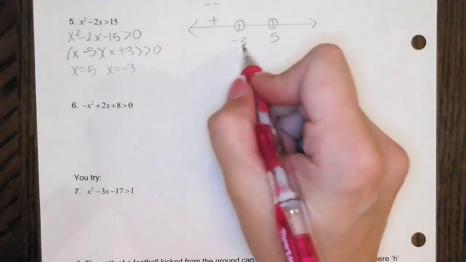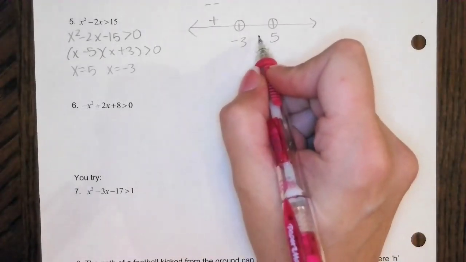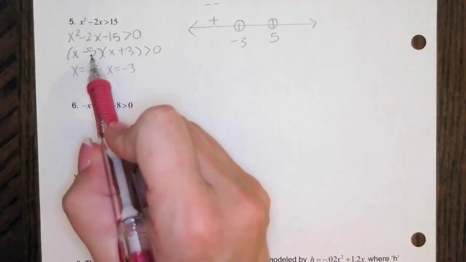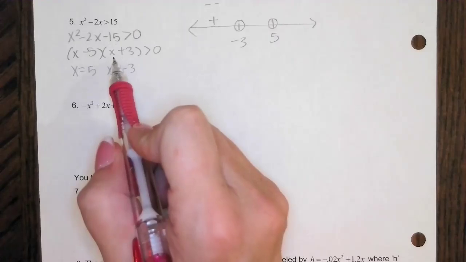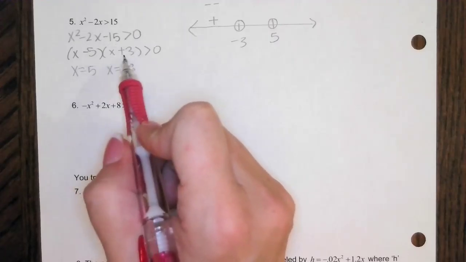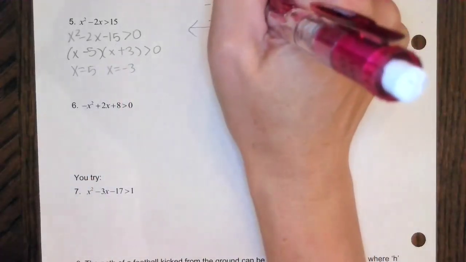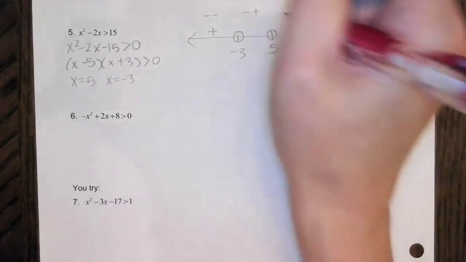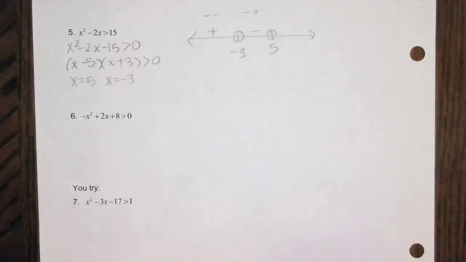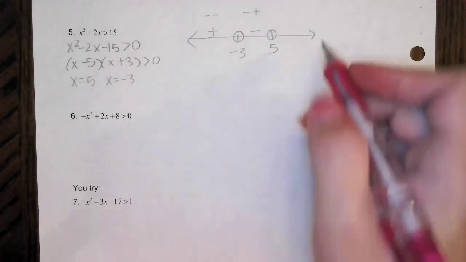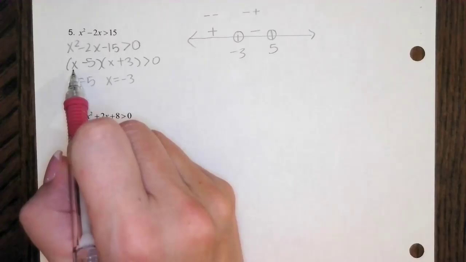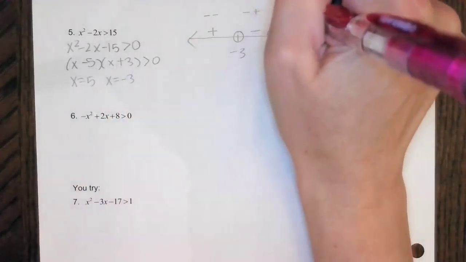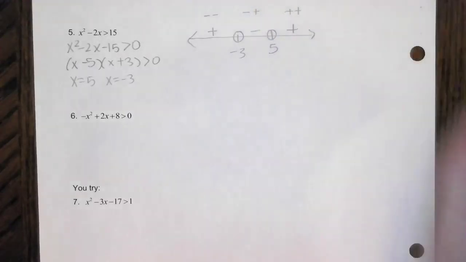Then I test a point in between -3 and 5. 0 is a good one there. If I plug in 0 to this first parentheses, it's going to be a negative. If I plug in 0 to this second parentheses, that's going to come out positive. So that is a negative times a positive. And when you multiply a negative times a positive, you get a negative. The last part here, let's say positive 10, that would be positive, that would be positive, and a positive times a positive is a positive.